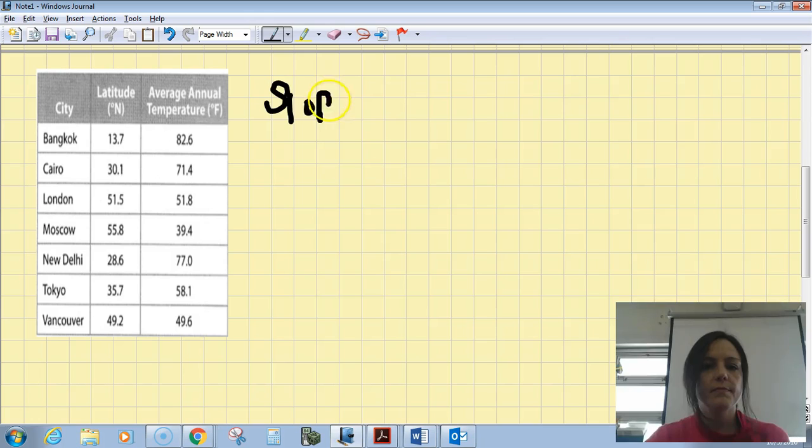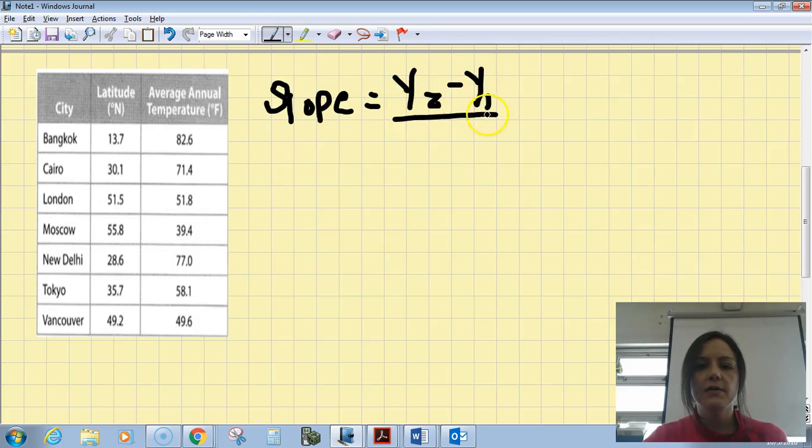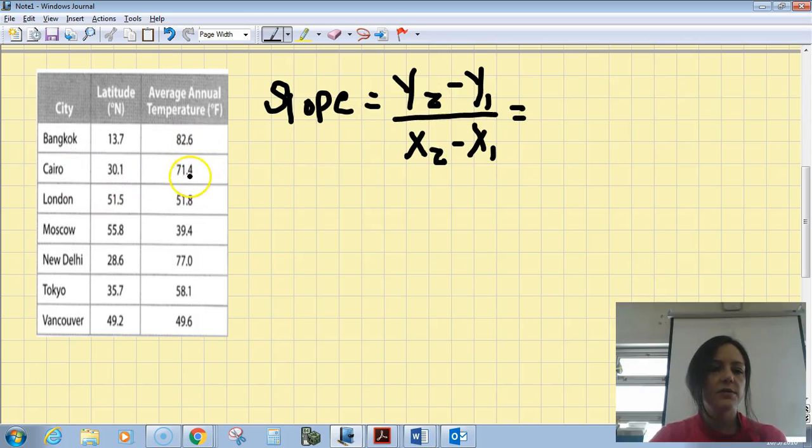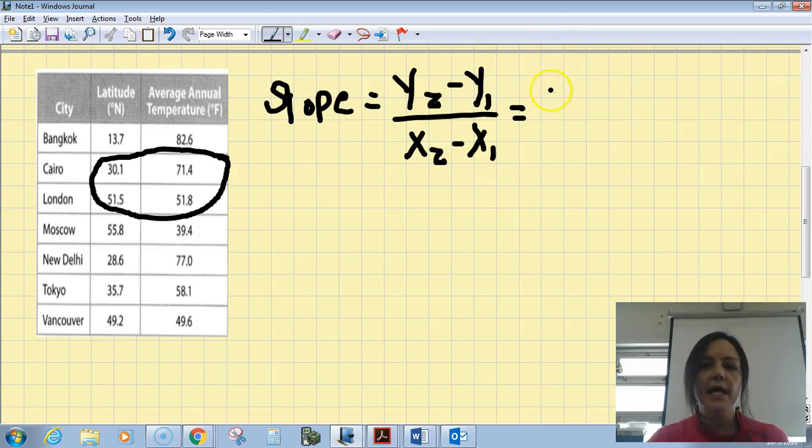The slope is equal to y2 minus y1 over x2 minus x1. So let's just choose 2 points to use. How about London and Cairo? London and Cairo sounds pretty cool. I used to live in London, but I definitely like to visit Cairo. So our temperature is our y. And it doesn't matter which one you say is y1 and which one you say is y2.